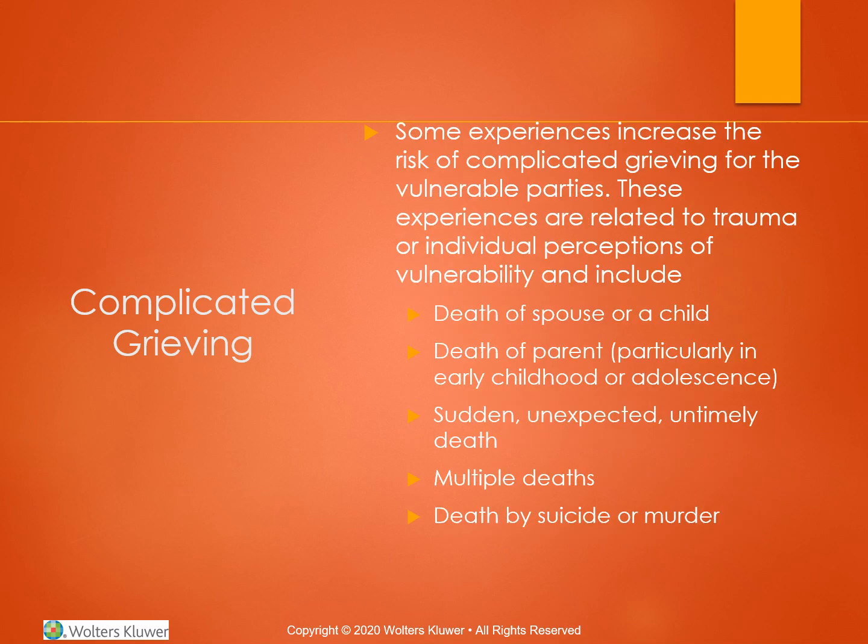So a little more on complicated grieving. So events that involve death, and that can be considered quote unquote traumatic, extremely traumatic, right? Really can put an individual at risk for complicated grieving. So the death of a spouse or a child, a parent, right? Particularly in early childhood or adolescence, a death that was sudden, unexpected, or untimely.